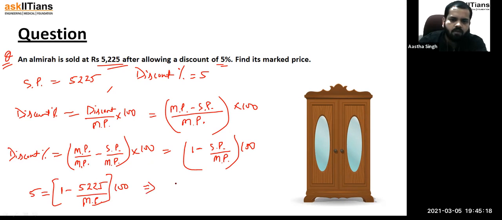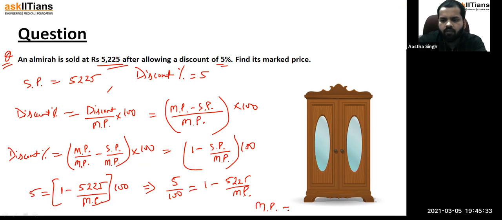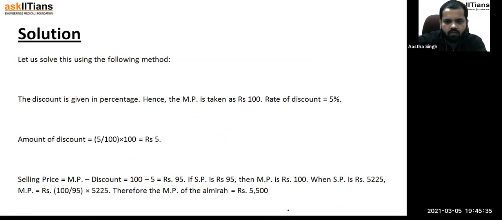So basically your 5 by 100 will be equal to 1 minus 5225 by market price. Do the calculation and you will get market price as 5500.